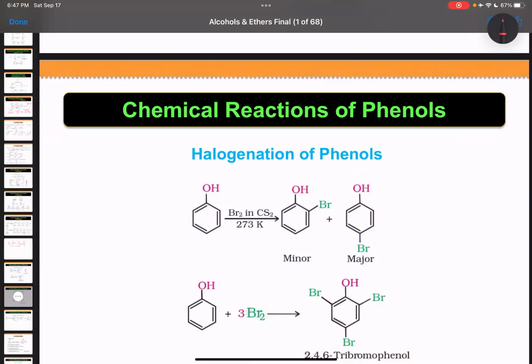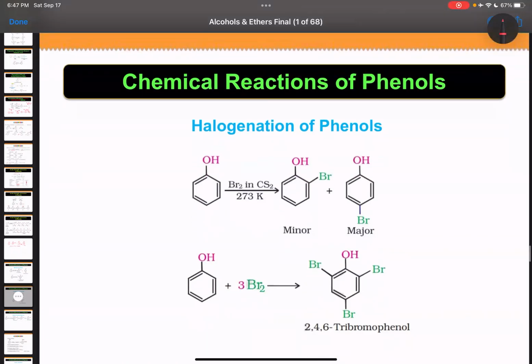Suppose you take Br2 and CS2, you have only one Br connected, either at the ortho or para position. But if you take Br2 and water, you have a lot of Br connected at all the ortho and para positions. Why? What's the reason?